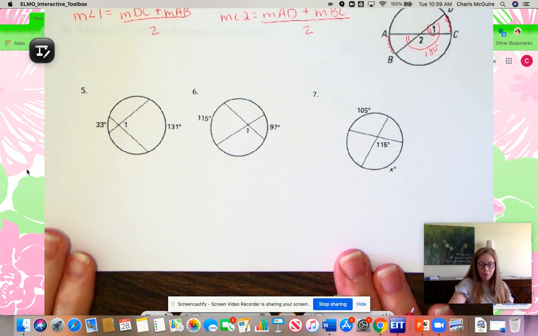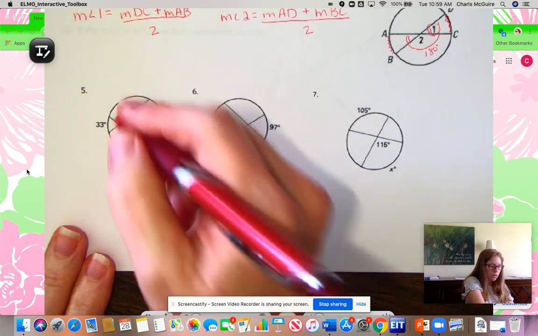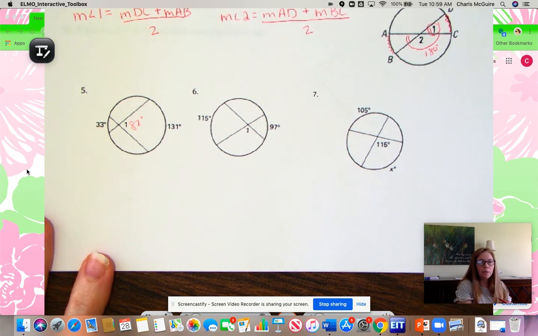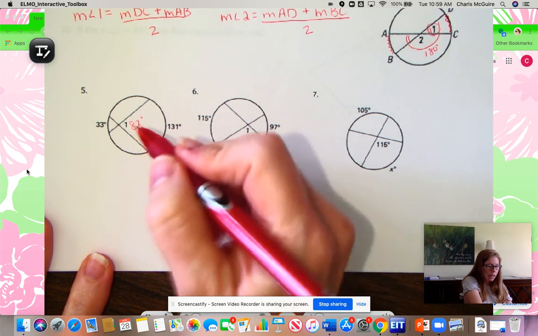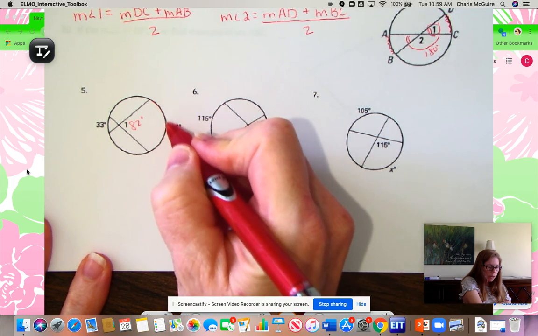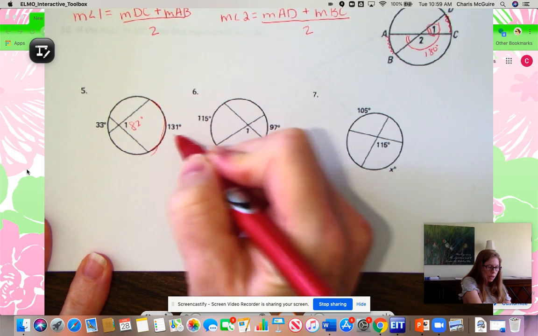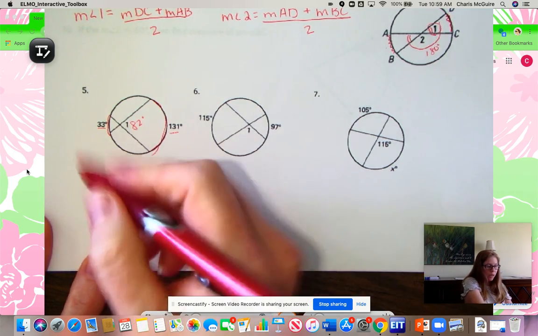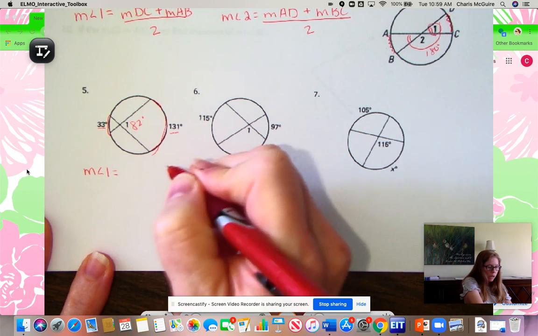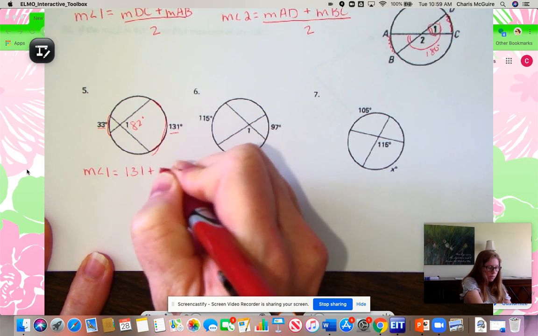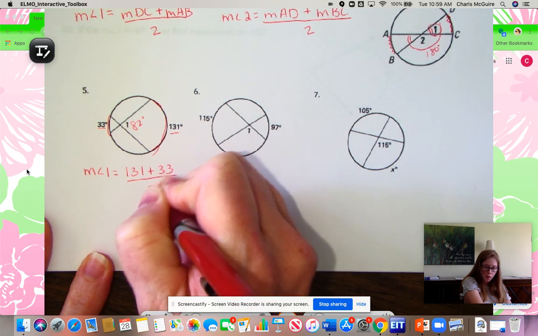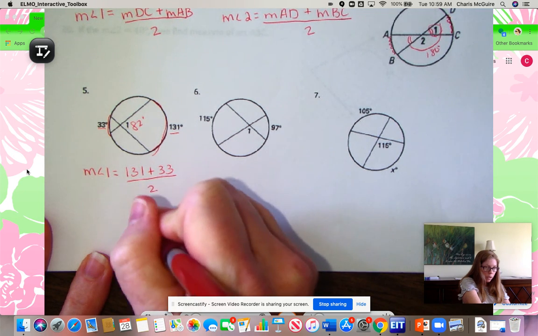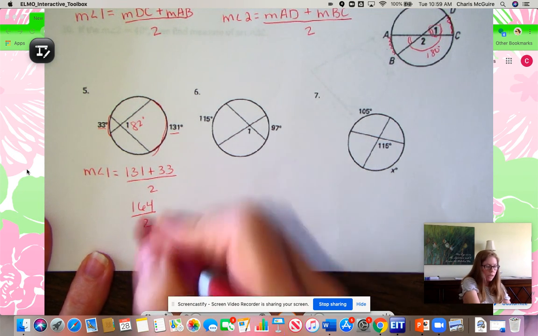All right, so for number 5, you should have gotten 82 degrees. Let's take a look at how that comes into play here. Here's angle 1, here's one arc that's intercepted, it's 131 degrees. Here's the other one at 33. So to find the measure of angle 1, we're going to add the arcs and divide by 2. So we get 164 divided by 2, which equals 82 degrees.